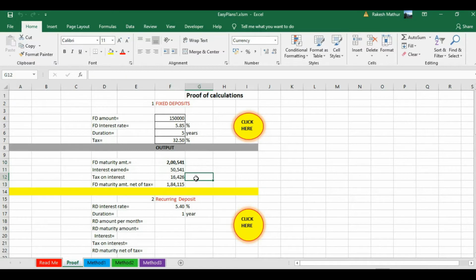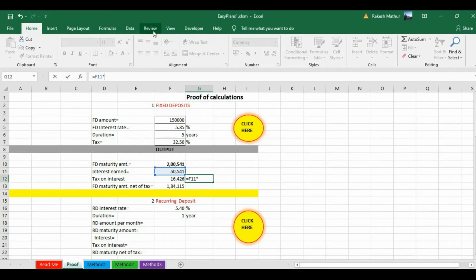If we look at the tax payment, this will be the interest earned multiplied by the tax rate and the figure is the same.